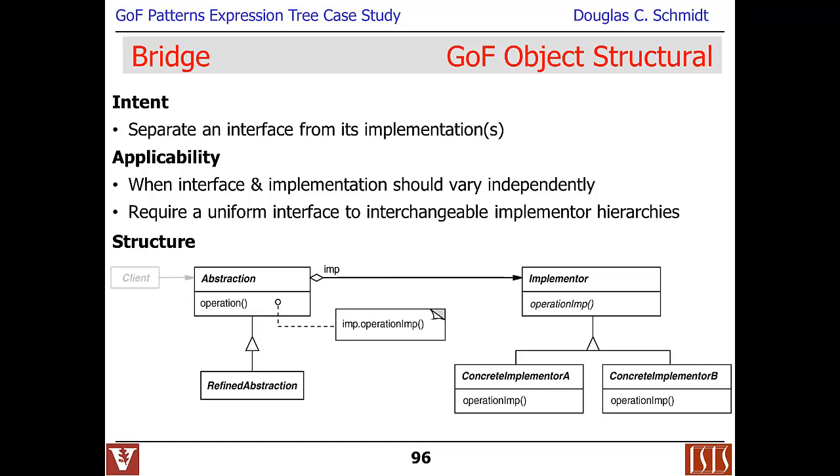So we're trying to find a way to have the same interface and plug in different implementations. You should apply this particular pattern when the interface and the implementation can vary independently. So you can have the same interface with different implementations. We'll see lots of examples of this in a second. You would also use this if you want a stable interface with interchangeable implementer hierarchies, so we can replace the hierarchies wholesale without breaking the code that relies on them.